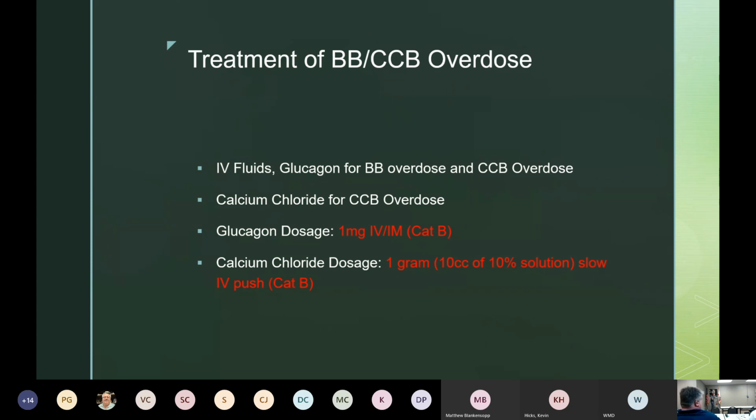And I would say in the pre-hospital field, you're not going to know beta blocker or calcium channel blocker, so just give both glucagon and calcium for these patients. I mean, you've got to be Category B and talking to the doc anyway, but if I was on the other line, I would probably just say give both.